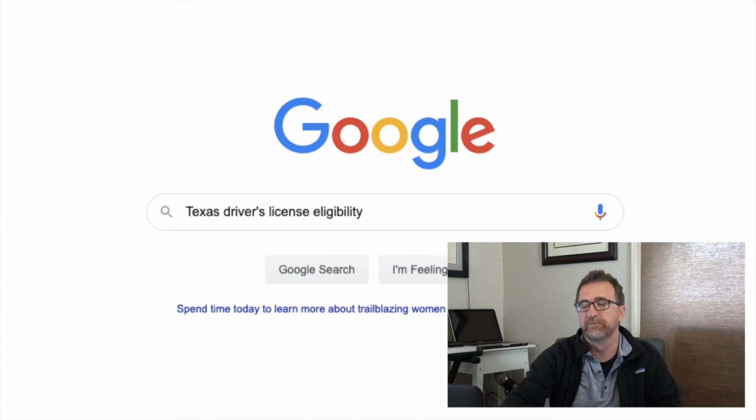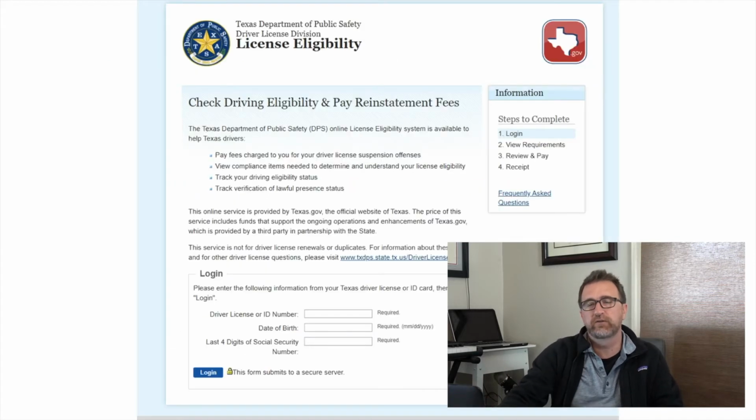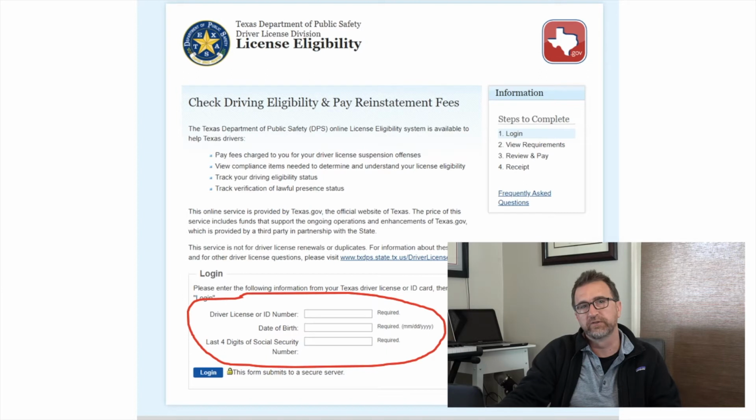license eligibility. And that's going to take you to this link, the Welcome Official Driver's License Eligibility System, at the URL at the top of the screen there. Now, when you go, you just need 3 pieces of information to check your driver's license. First is your driver's license number, your date of birth, and the last 4 digits of your social security number.